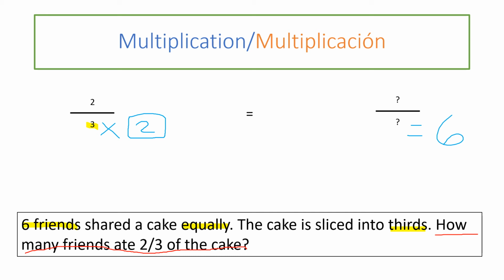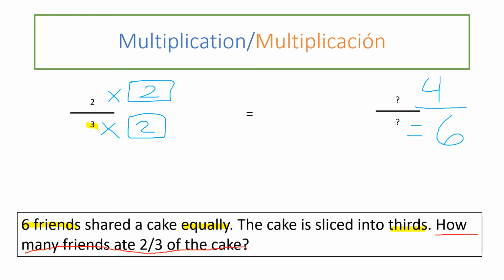In this case, I multiplied by 2 at the bottom for the denominator. So I'm going to multiply by 2 at the top. Now this gets easy. 2 times 2, we know that as 4. Oh, I got the same thing. When I multiplied my denominator 3 by 2, I got 6. When I multiplied my numerator by 2, I got 4. I got 4/6. So 4/6 of the friends ate 2/3 of the cake.